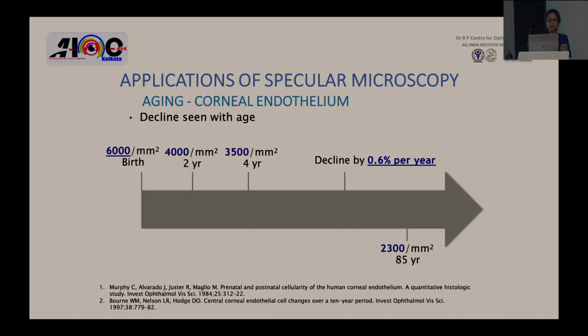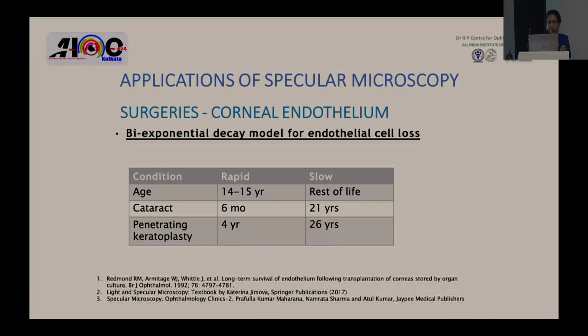Just to conclude, let me tell you about how normal endothelial cell attrition happens. When you're born you have about 6,000 cells per millimeter square, and by the second year it drops to 4,000 cells per millimeter square, and it keeps decreasing by the year. The normal endothelial attrition rate in the absence of any other abnormalities is about 0.6% per year. So by the time you reach your 8th decade of life, you'll have something like 2,300 cells or so. Again, there is a change in the endothelial cell attrition rate, which undergoes a rapid attrition and a slow attrition. The rapid attrition happens in the initial years of life, and subsequently you go on into a slow attrition.